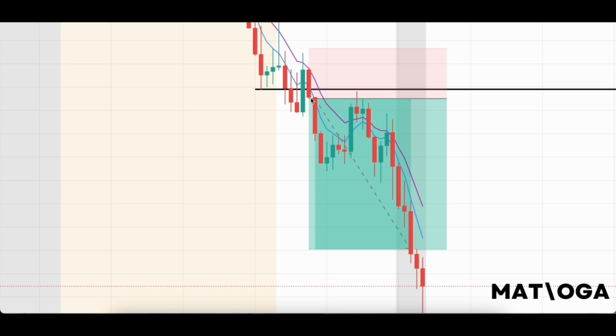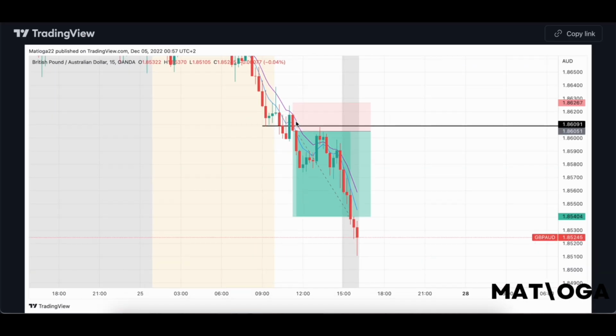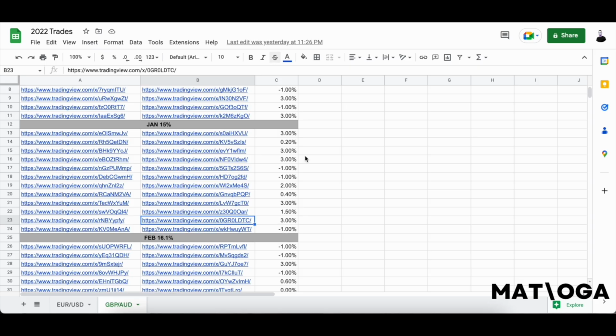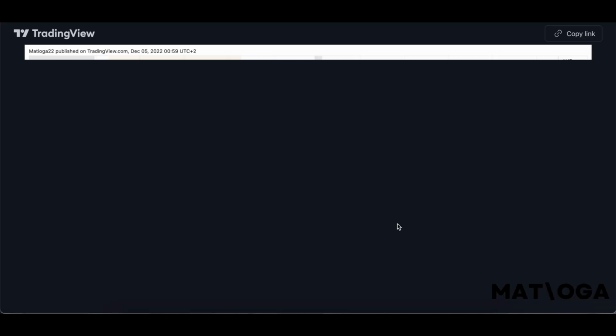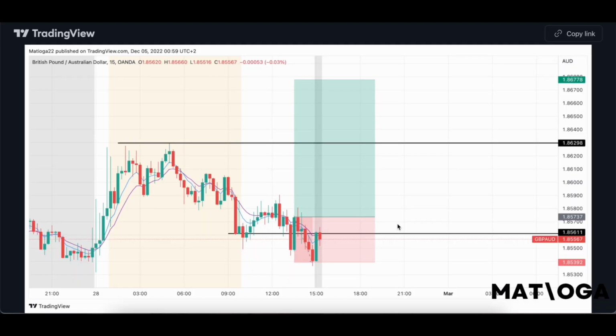So what happened here? Same thing. Nice break, retest, continuation, and we dropped pretty straightforward as well. First part of US session, we are already at the take profit area, and the last trade of the month on the last day, and it's a loss.